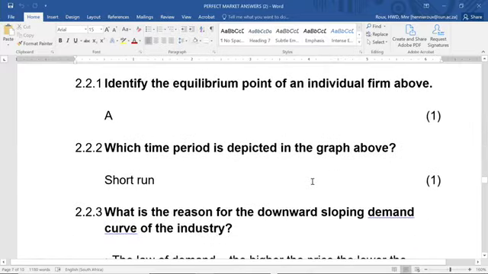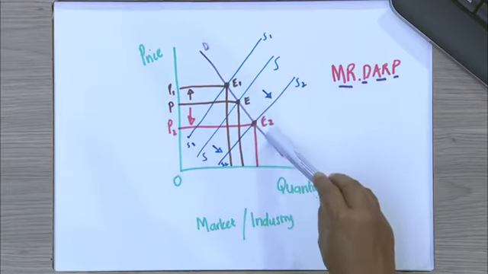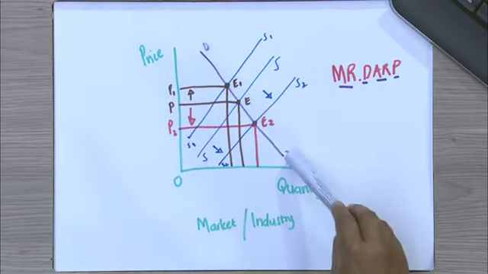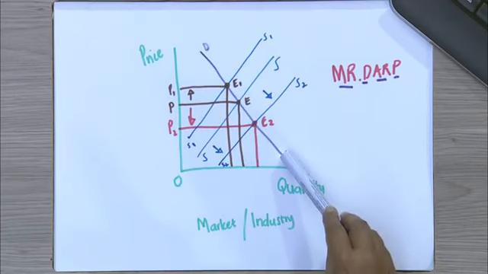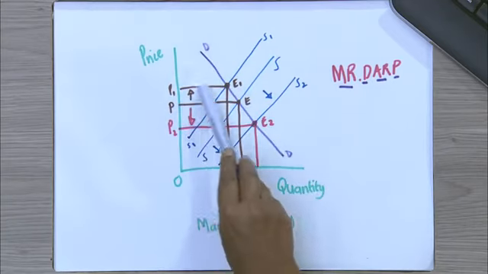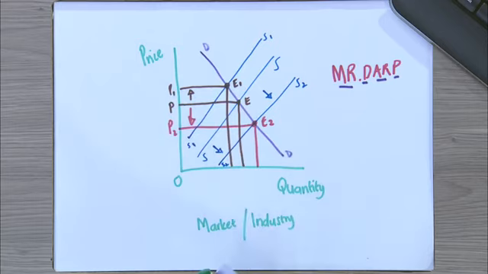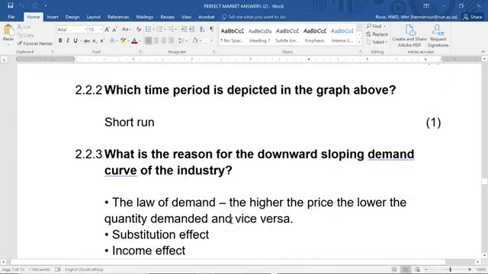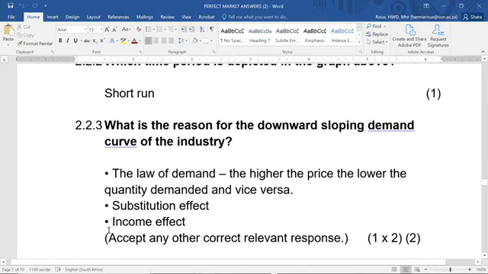What is the reason for the downward sloping demand curve of the industry, right? If you just look at the drawing that I've drawn here, you see there's the industry's demand curve and it's downward sloping. So here we can clearly see the law of demand being practiced, where at higher prices, less is being demanded, okay? The reason for that is obviously there's the substitution effect, income effect, etc.